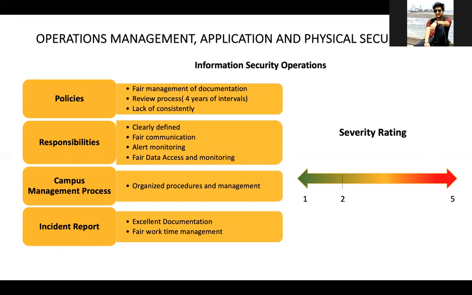In the same way, for the campus management process, they have organized procedures, which let staff know step-by-step methods so they can have knowledge about the problems and what they are doing in the system. The university also focuses on excellent documentation and reports for future use by newly hired staff. So the level of risk of the system is 2, because only a few things need to be covered in the system.